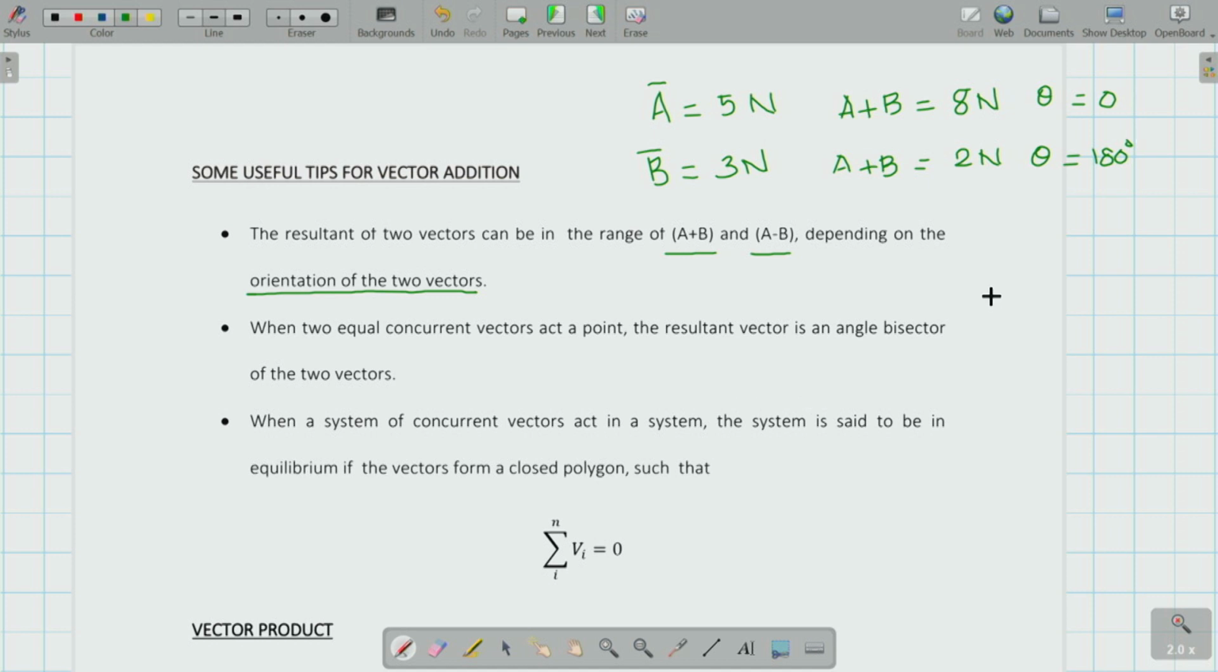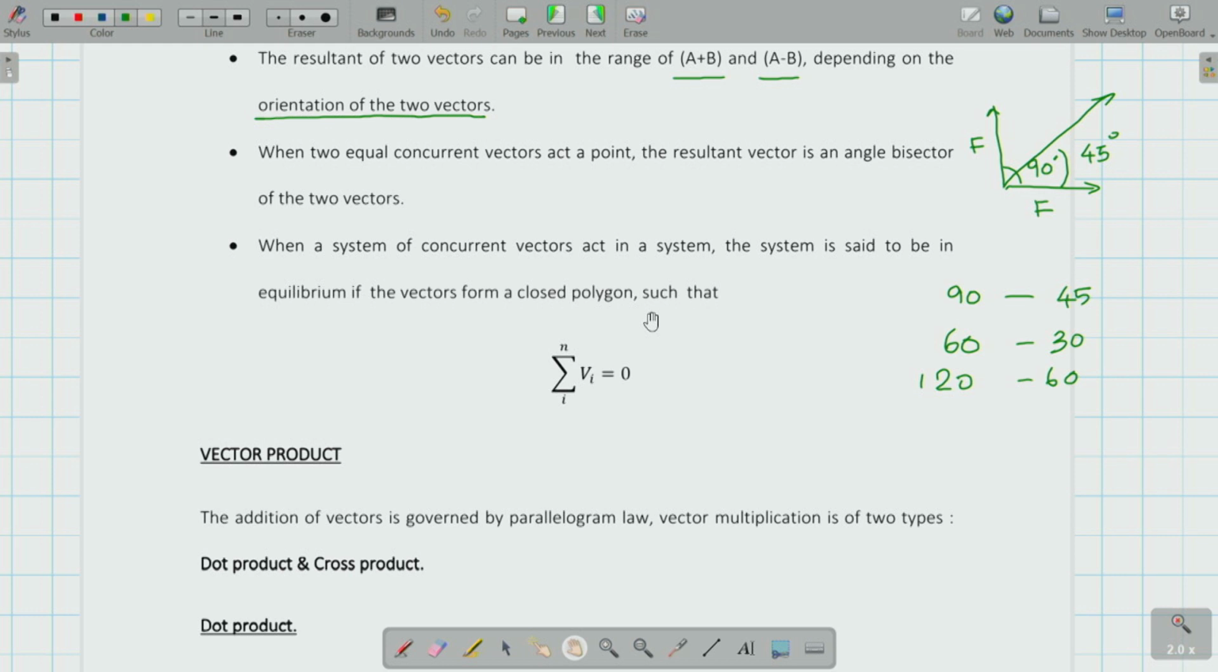When two equal concurrent forces act at a point, the resultant vector always is an angle bisector. For example, let us take an F vector, and this is another F vector making an angle of 90 degrees. The resultant is going to be such that it makes an angle of 45 degrees. You can generalize it. If theta is the angle, the resultant will be at half of it. If it is 60, it is 30; 120, 60, and so on. So the resultant is always an angle bisector.